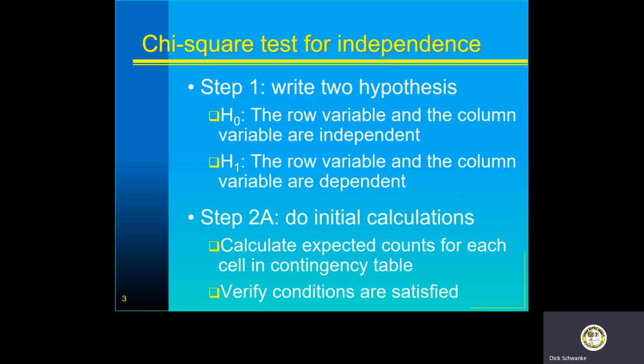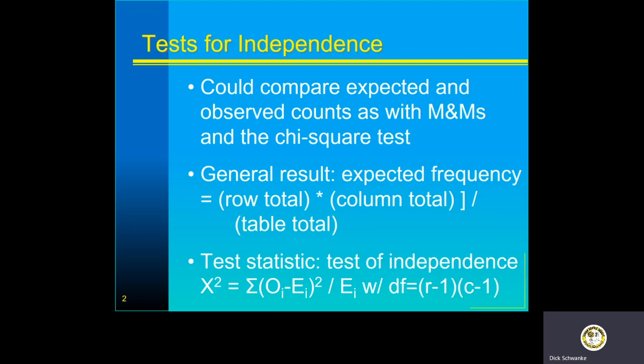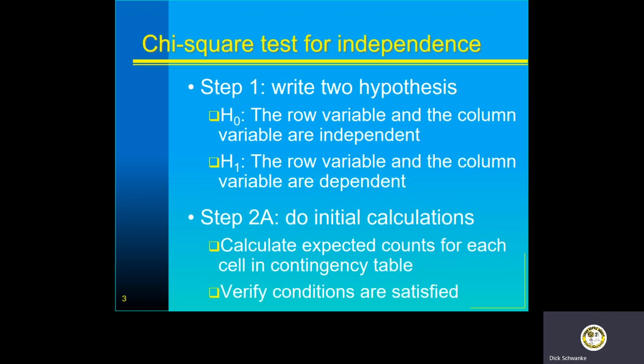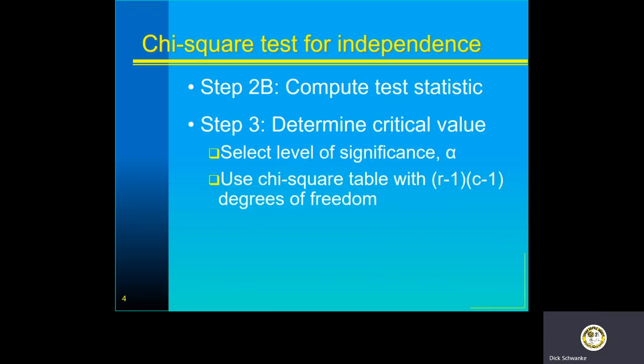Step 2, we're going to calculate the test statistic. Before we actually get to that, we need to calculate the expected count for each cell in the contingency table. And what are we going to do there? Just what we had on the previous slide. The expected is going to be the row total times the column total divided by the table total. Now the conditions we can satisfy, simple independent samples and so forth, like always.